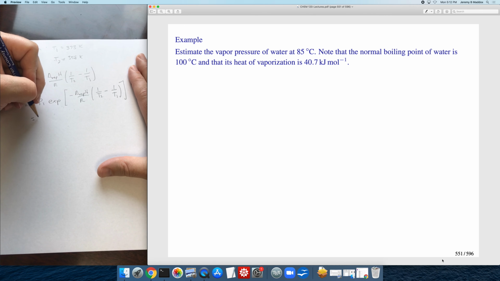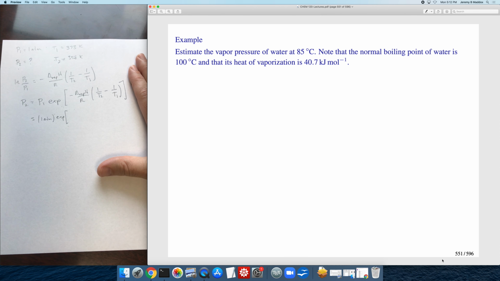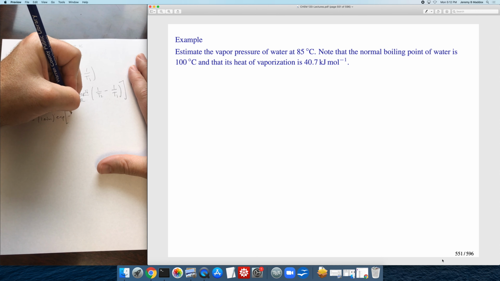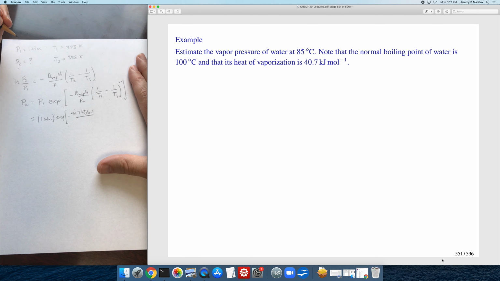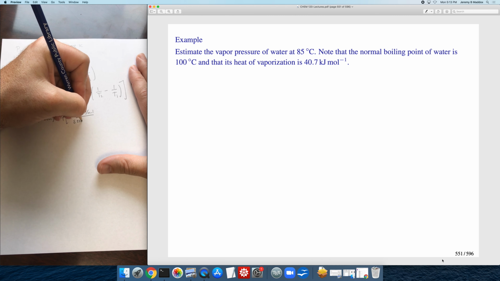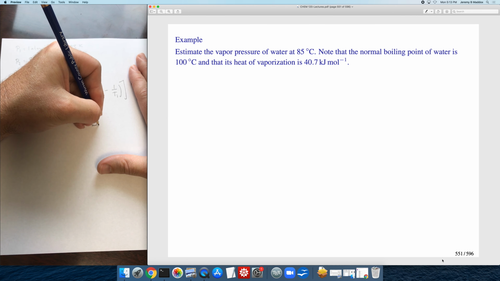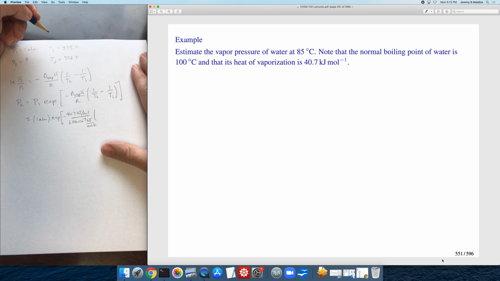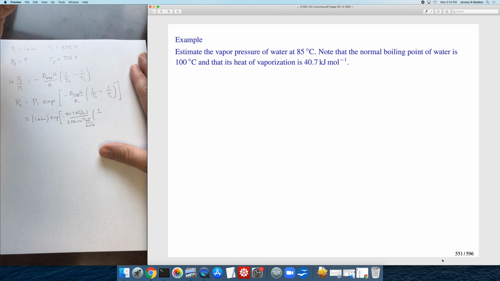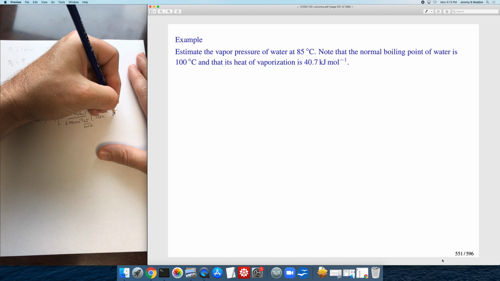And we can plug in the numbers. So that's minus 40.7 kilojoules per mole. And then for the gas constant, we want to use matching units. So 8.314 times 10 to the minus 3, that'll be kilojoules per mole Kelvin, for R. And then we have the two temperatures, 1 over 358 minus 1 over 373.